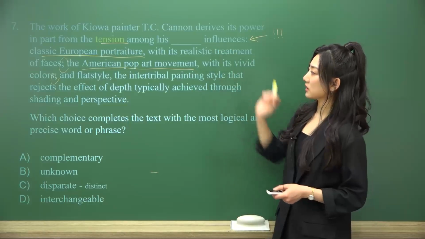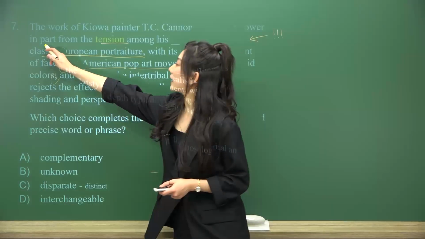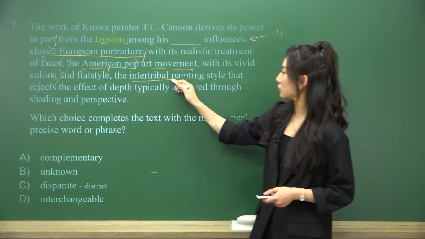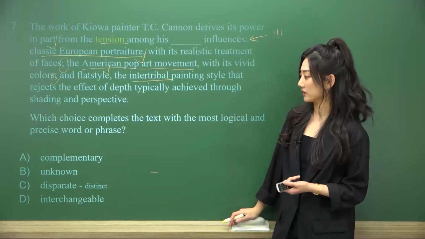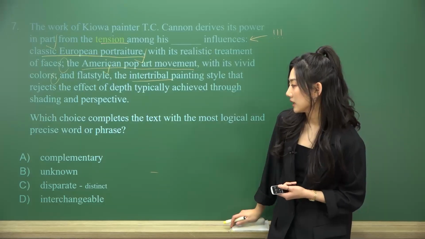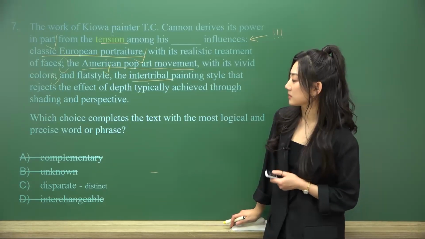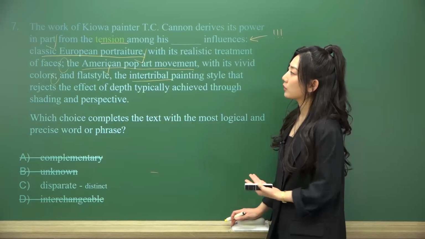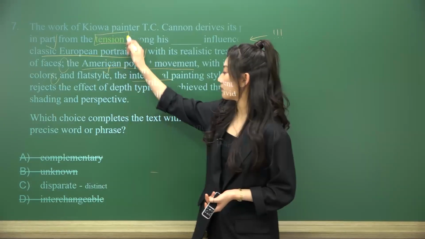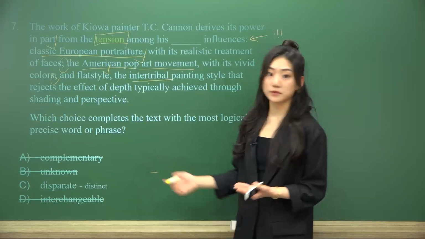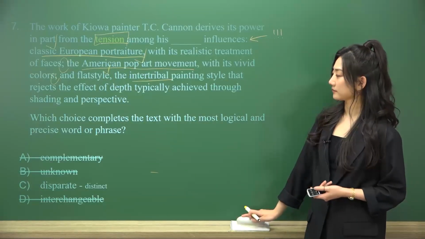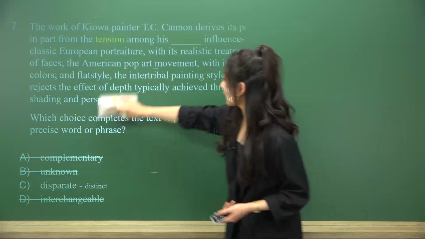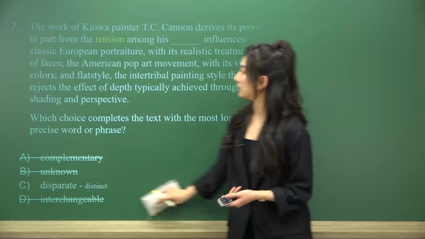So because these things are so different, whether it be classic, pop, or flat style, which is intertribal, they're very clearly different. Our answer is going to be distinct, disparate. So among his disparate influences, blah, blah, there was a tension. It wouldn't make sense to say complementary, right, because that implies harmony. Okay. Erasing, and we'll move on to number 8.